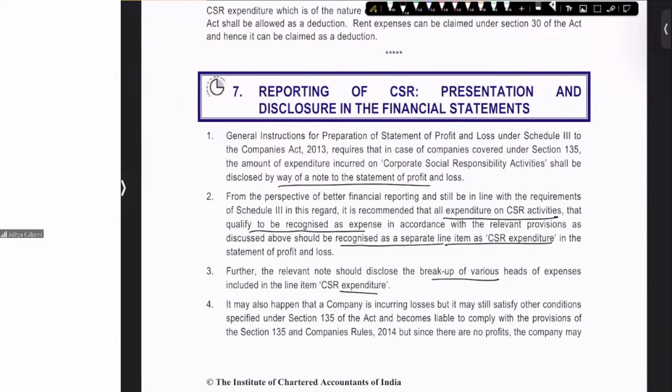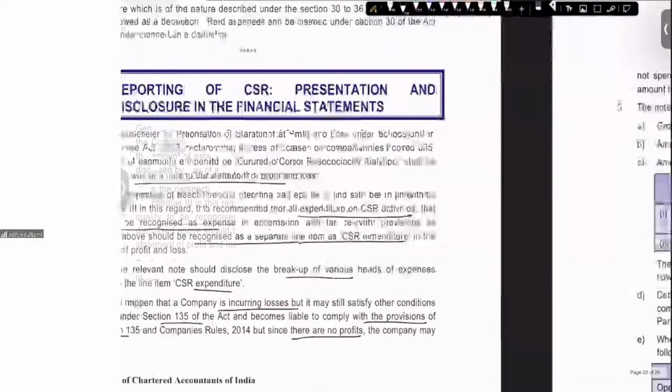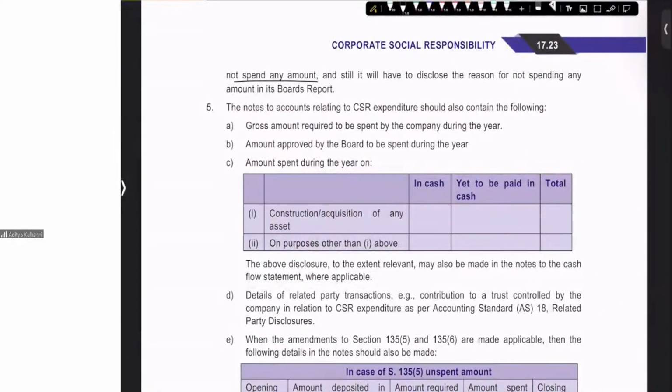Okay. Sometimes the company is incurring losses, but it is still obligated under section 135 to meet the administrative overhead shall not exceed 5%. That is right. It may also happen that a company is incurring losses, but it may still satisfy other conditions specified under section 135 of the Act. It becomes liable to comply with the provisions of section 135 and the companies rules. But there are no profits. So therefore, no spends are required.